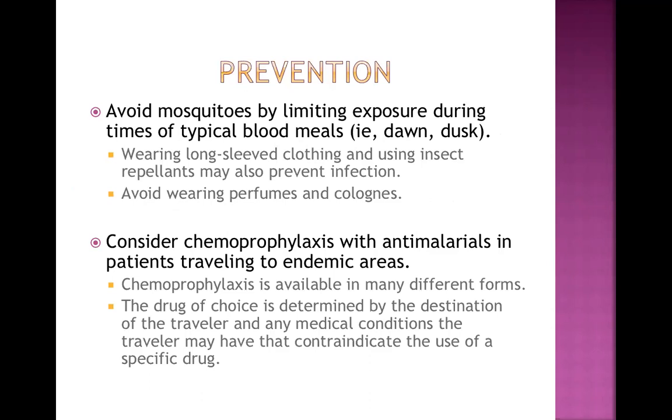Now, the final part is prevention. Can we prevent malaria from occurring? Of course. If we avoid mosquito bites, then malaria can be prevented. But I already told you it is easy to say but difficult to do. So, if possible, you avoid mosquitoes by limiting exposure during times of typical blood meals, that is during dawn and dusk. How can we do that? By wearing long-sleeved clothing and using insect repellent if you are going outside, and avoid wearing perfume and cologne because they may attract mosquitoes towards people, and those mosquitoes may bite them, which results in malaria.